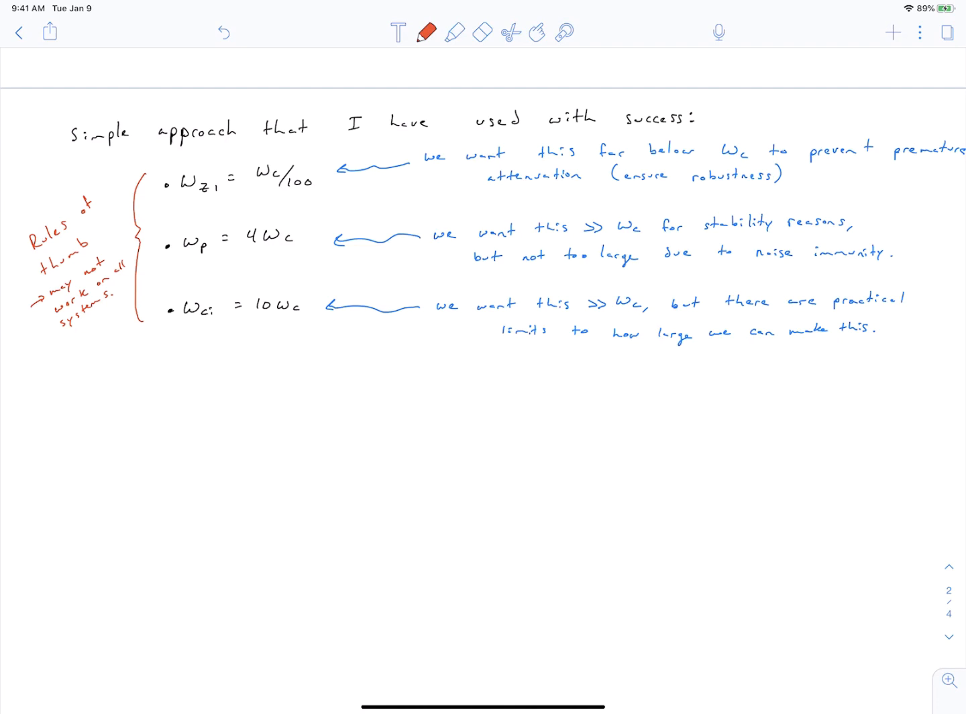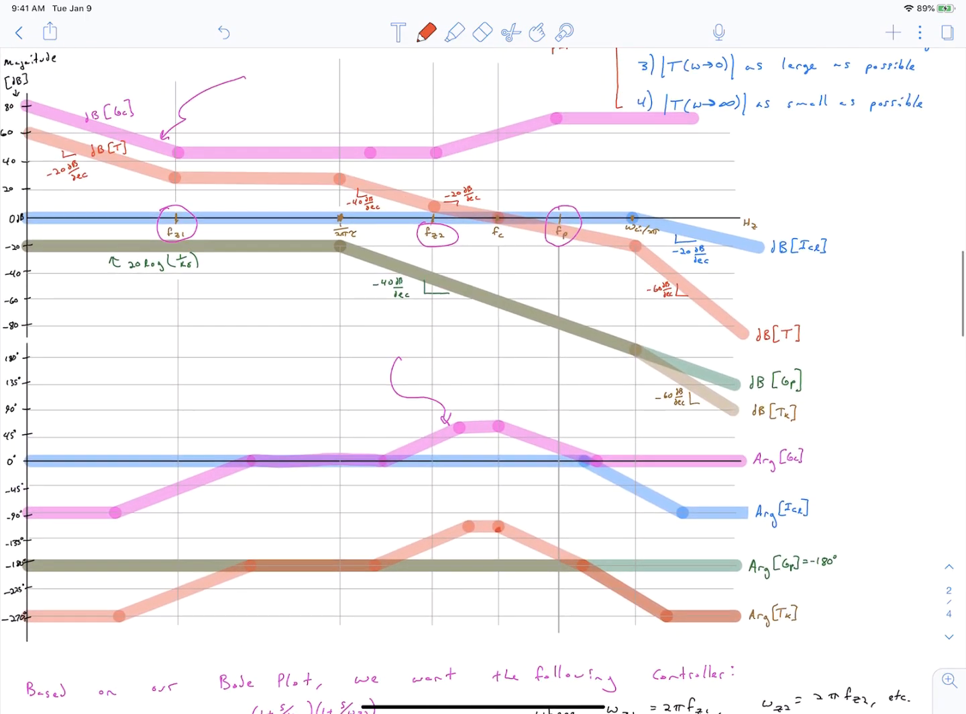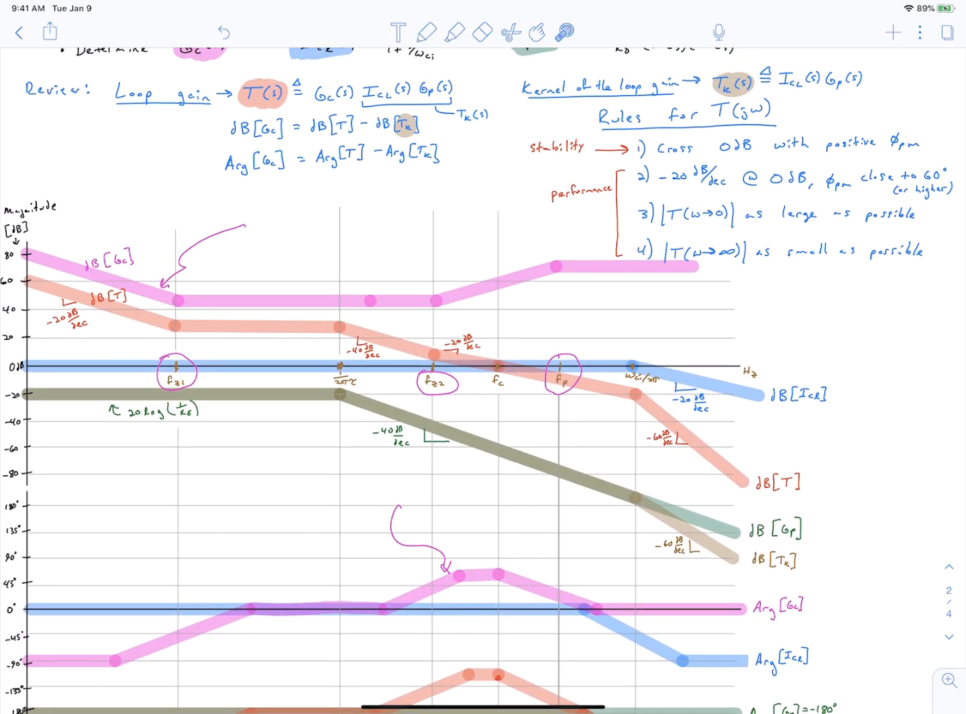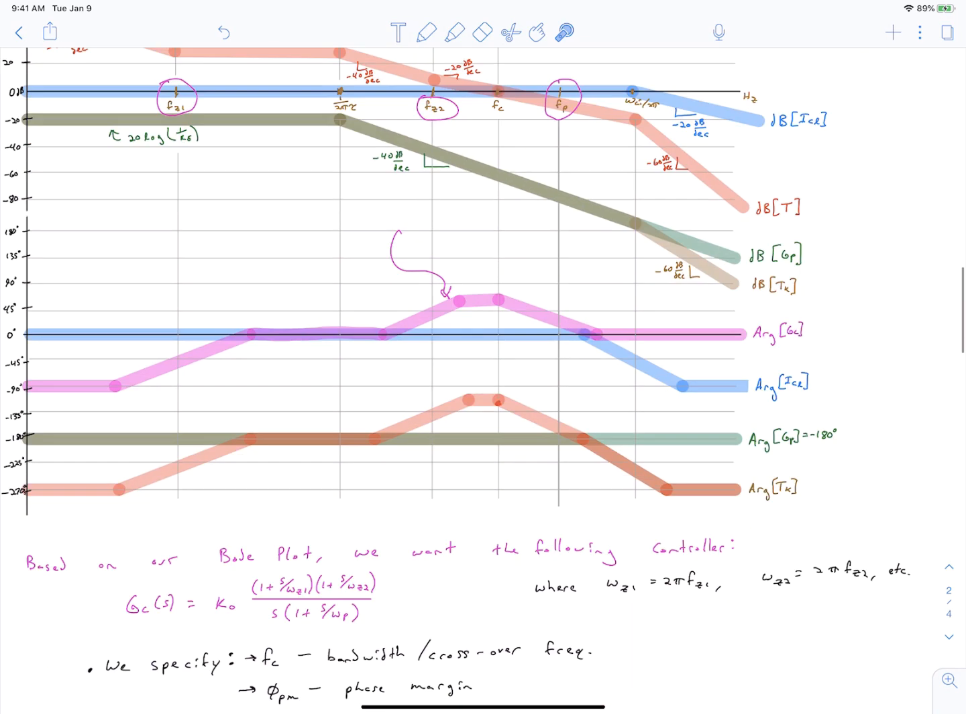Omega P, I typically place this to be 4 times my crossover frequency. And the rationale here is that we want this to be as large as possible. We want it to be much greater than our crossover frequency for stability reasons, because any lower and we start limiting how much phase margin we can achieve. But we don't want it to be too large for noise immunity reasons. Remember, that directly plays into this rule up here that we want our loop gain to decay as fast as possible at high frequencies. So that's choosing where our controller stops amplifying frequency content.